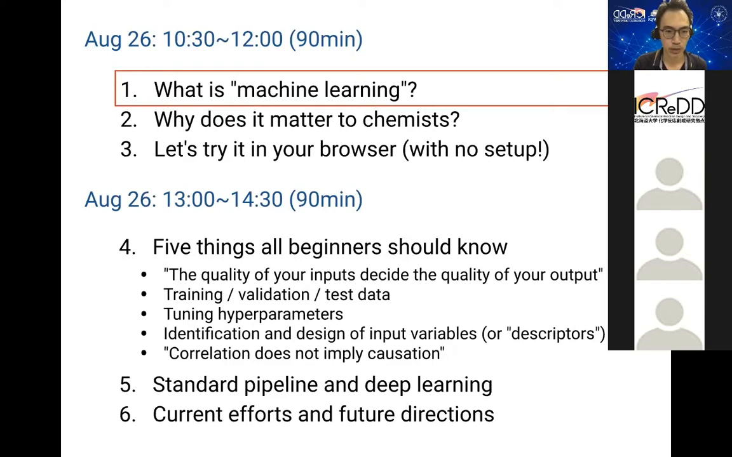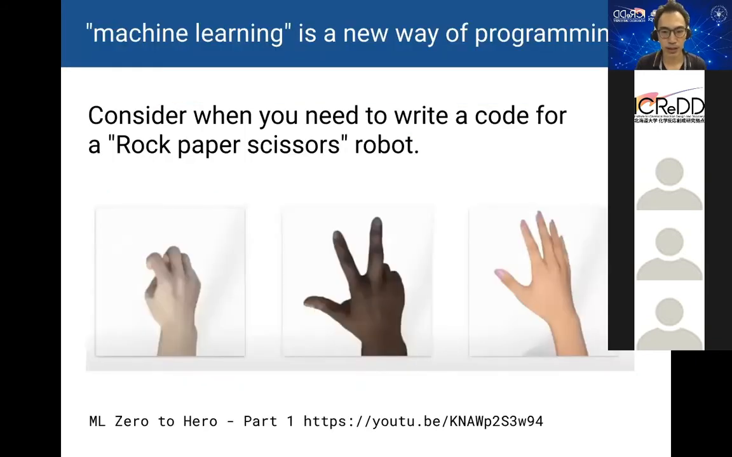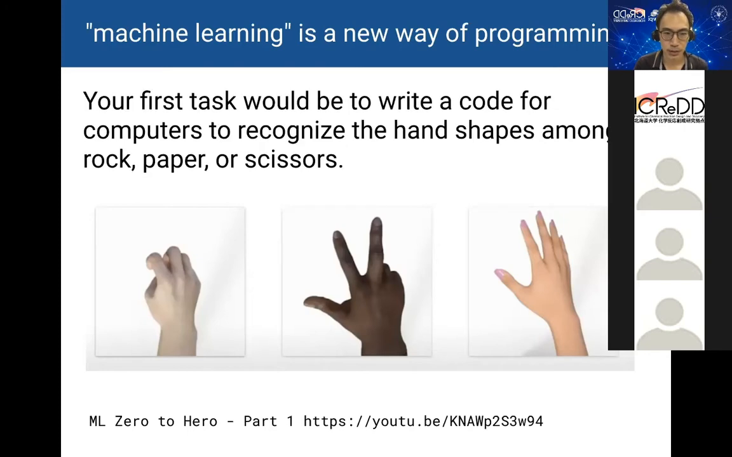The first topic is, of course, machine learning. So I will try to explain what machine learning is. Consider janken, the rock, paper, scissors game. Assume you are asked to write some programming code for a rock, paper, scissors robot. The first task we should do would be to write some small code for a computer to recognize the hand shapes by a camera or some video camera. Then, if the computer can recognize that this hand shape is a rock, we can come up with some algorithm for how to play janken.